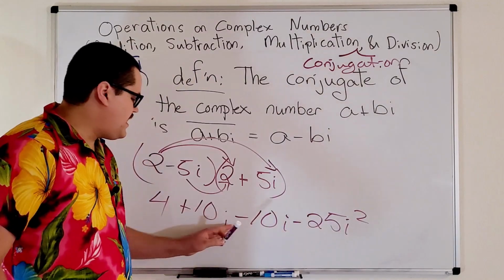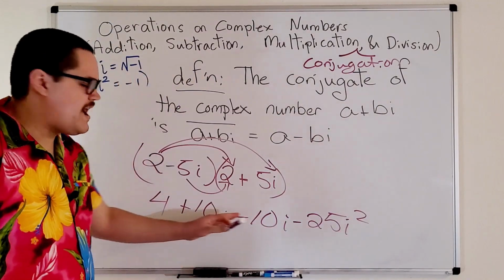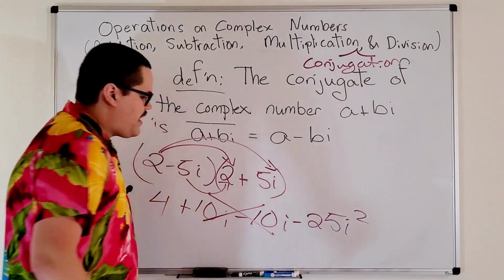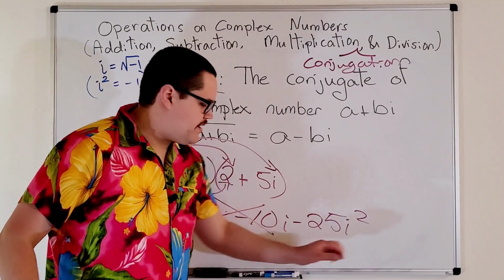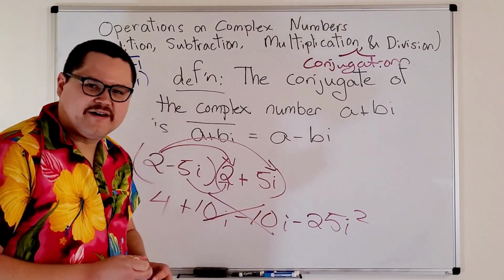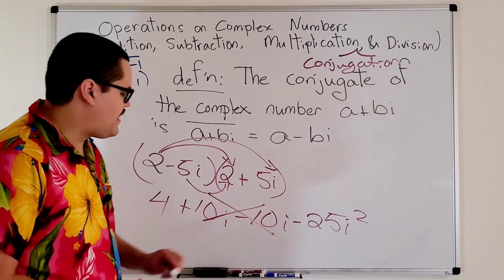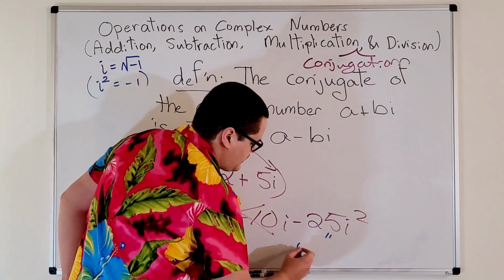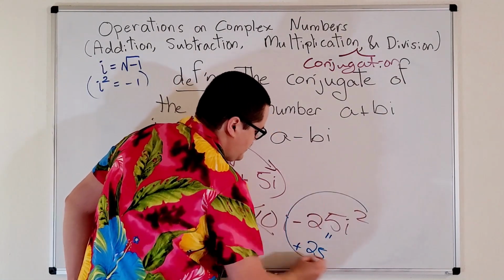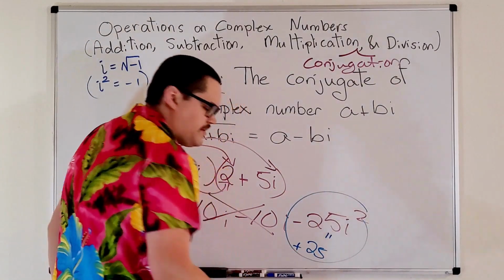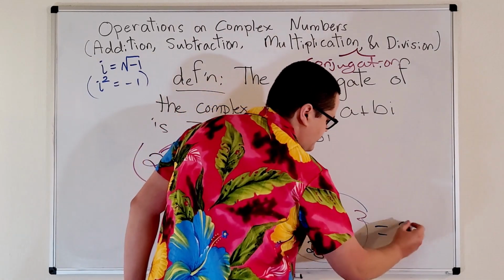Now the outer and the inners cancel out. We have 10i minus 10i. That's just 0. And the i squared is negative 1. So this negative 25i squared flips the sign to become positive 25. So we end up getting a positive number plus another positive number, which simplifies to 29.